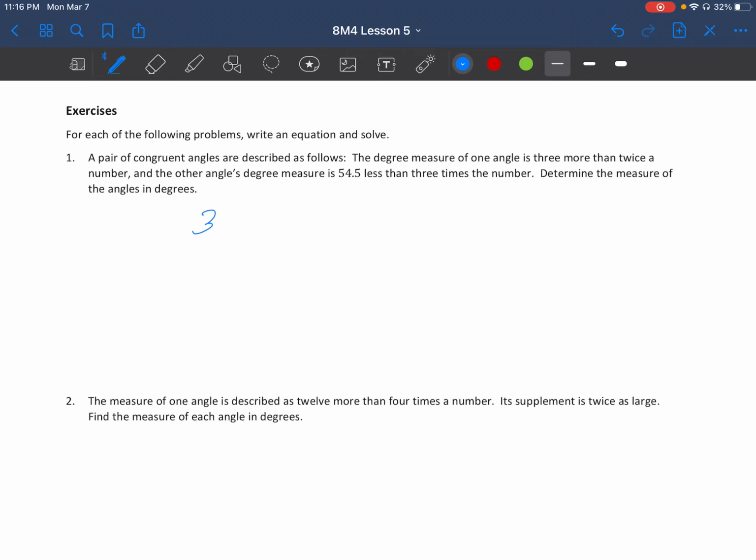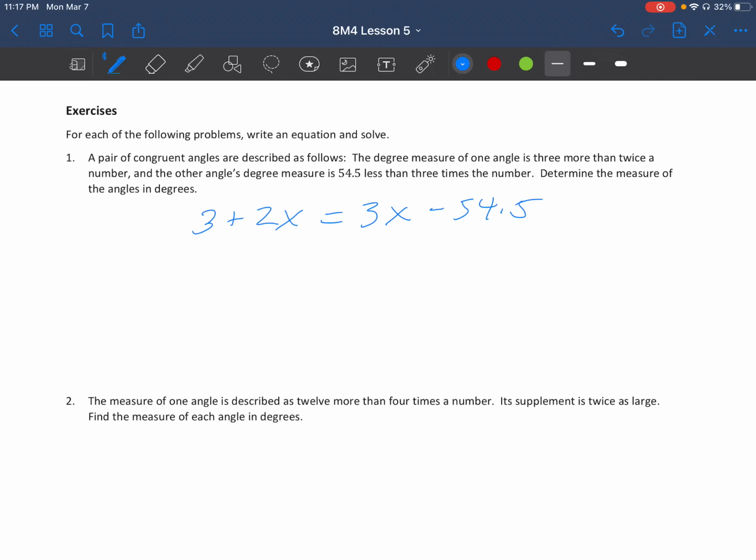So we've got 3 plus 2x is equal to 3x minus 54.5. All right, so let's solve this.